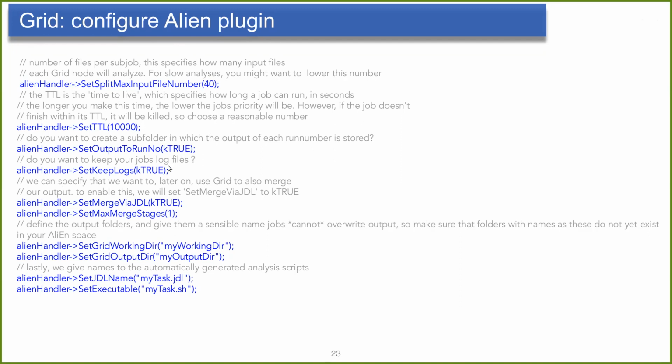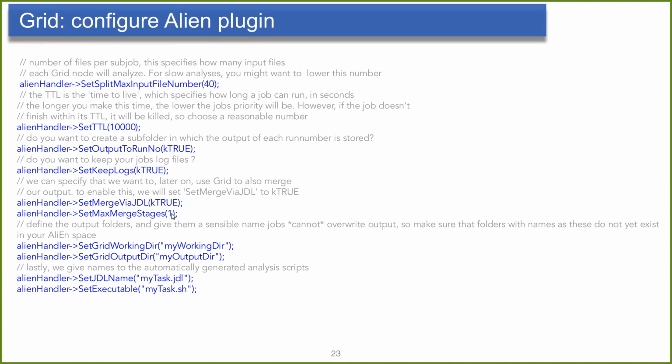Then if you want to keep the log file for each of the files, you need to set keep log file to true. Another thing is the merging, and you can do the merging via the JDL. In order to do the merging via the JDL, you need to set merge via JDL to true. And you may have different stages of merging. You can have one stage or two stages depending upon your file number. So you can put here how many merging stages you want, you can put the number here.